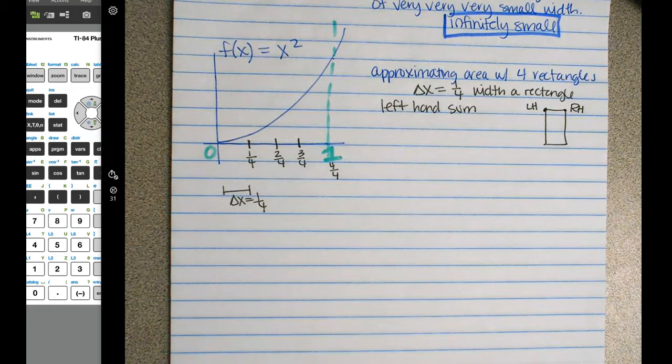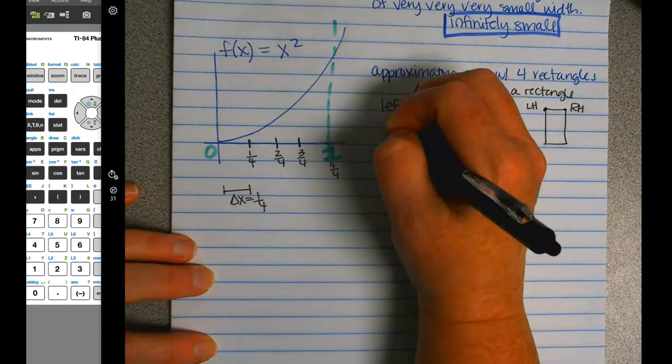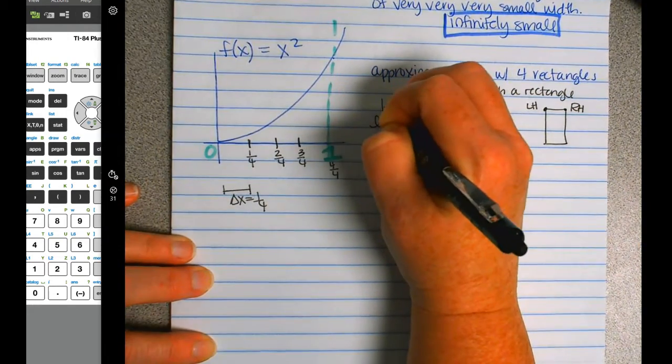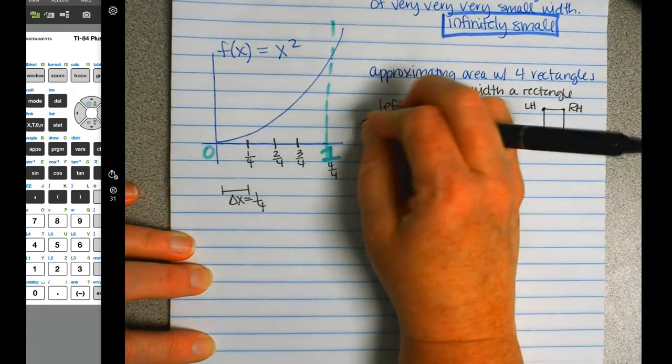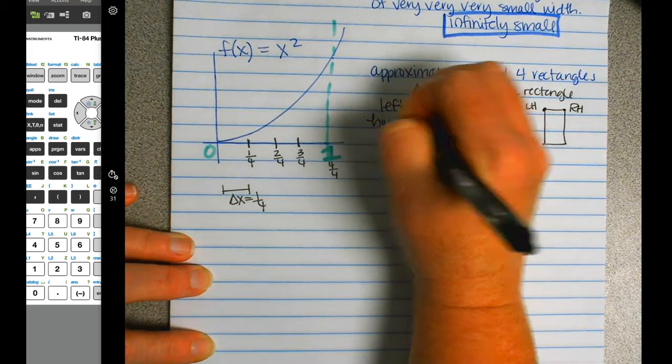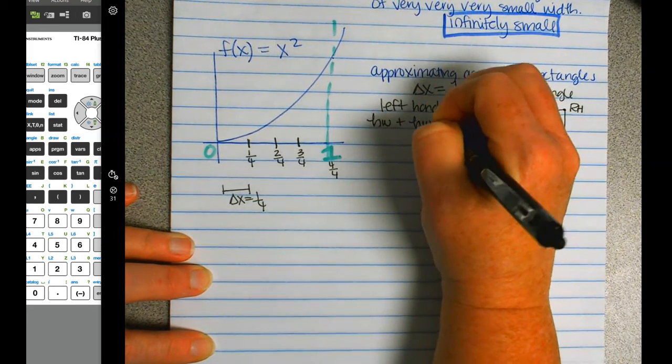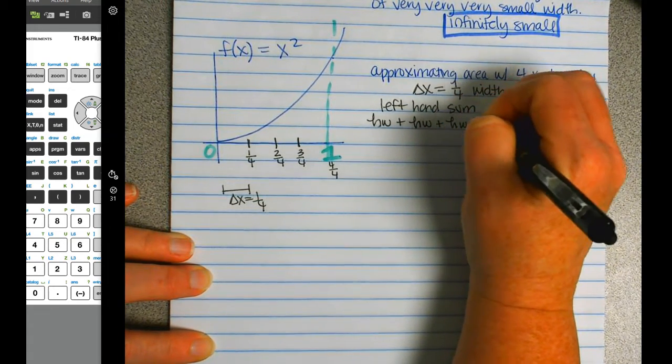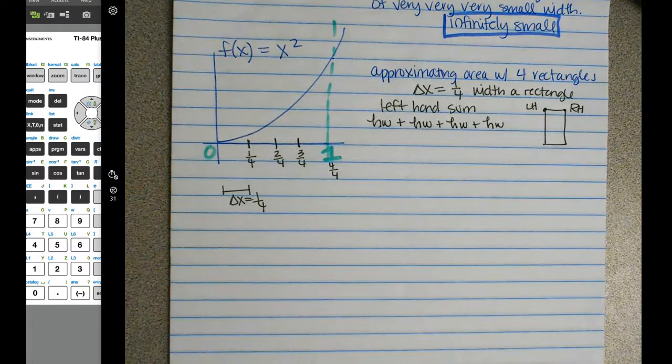Sure. It will in a second, and if it doesn't, it might on the second go around because we're going to do this twice, once with the left and once with the right. So if I do a left hand sum and I have 4 rectangles, this is what I'm going to have. I'm going to call it height times width instead of length. Is that okay? So I'm going to say height times width plus height times width plus height times width plus height times width. I'm going to have 4 rectangles. And I think for instructional purposes, first time, it's good to just write them out.